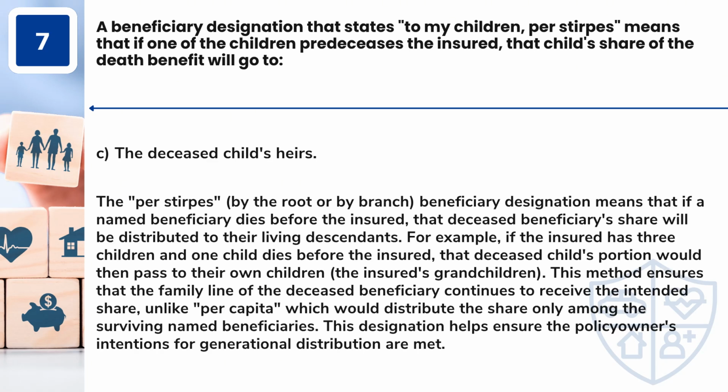Answer: C. The deceased child's heirs. The per stirpes, by the root or by branch, beneficiary designation means that if a named beneficiary dies before the insured, that deceased beneficiary's share will be distributed to their living descendants. For example, if the insured has 3 children and one child dies before the insured, that deceased child's portion would then pass to their own children, the insured's grandchildren.